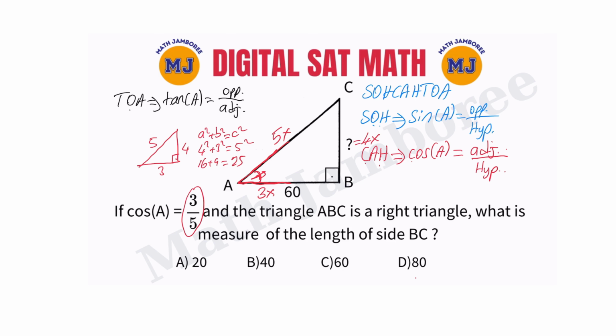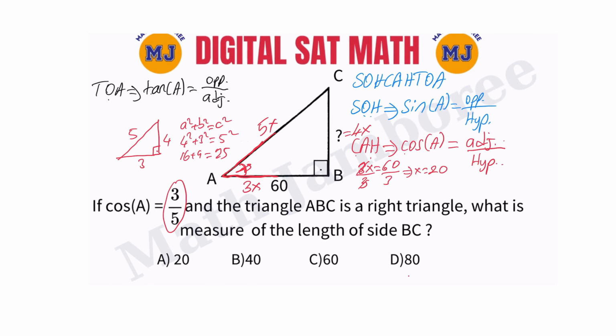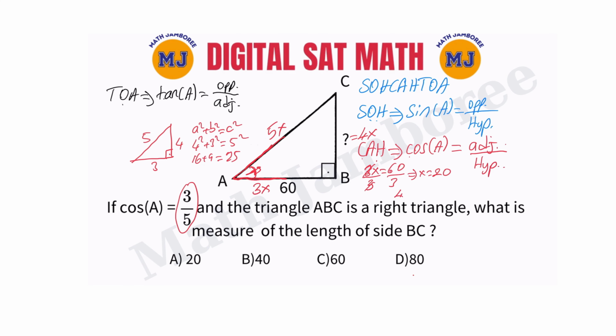So we know that 3x is equal to 60. To find the value of 1x, I'm going to go ahead and divide both sides by 3. And x will be equal to 20. And do you think choice A is the answer? No, because we're looking for the 4x, right? So to find the value of 4x, we will just multiply 4 by 20, which is 80. So the correct answer will be choice D for this specific question.